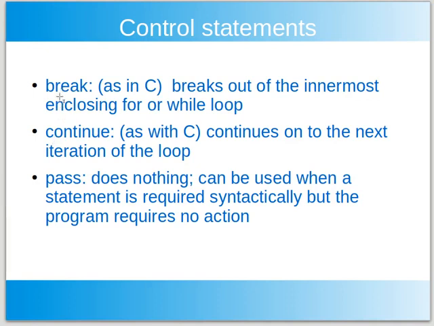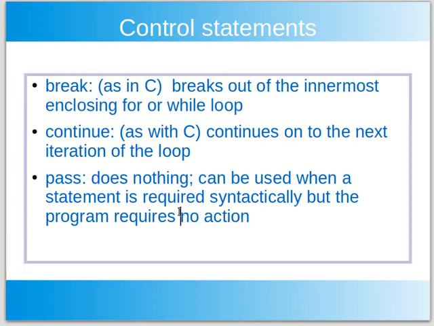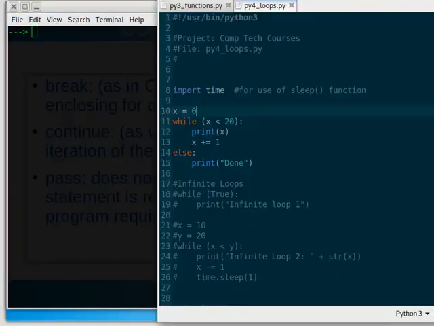Control statements: break, continue, and pass. Break, as in C, breaks out of the innermost enclosing for or while loop. Continue, as with C, continues on to the next iteration of the loop. Pass does nothing. Can be used when a statement is required syntactically, but the program requires no action. So again, that's the exact same thing as the no-op pass from the previous lesson. Moving on to the example code.